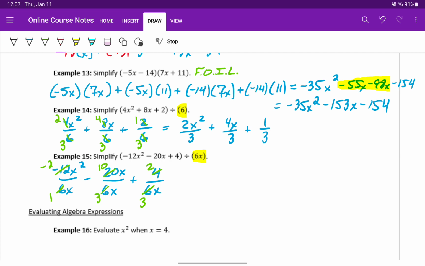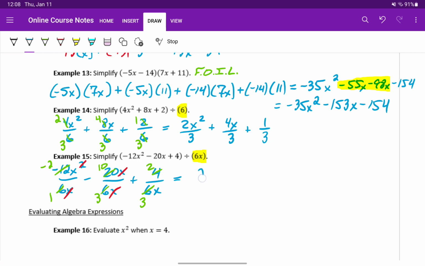Now what we need to do is look at reducing the variable factors. In the first term we have x squared over x. That means one of our x's in the denominator will cancel with one of the x's in the numerator. In the second term, x over x cancels, since anything divided by itself reduces to 1. And then in the last term, there's nothing in the numerator for that x to reduce with.